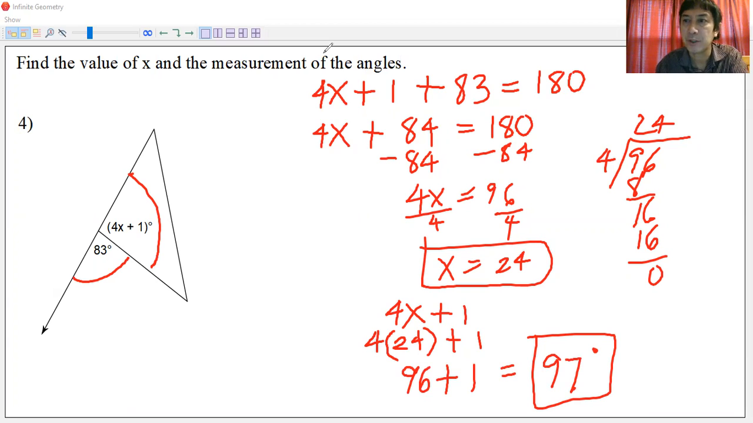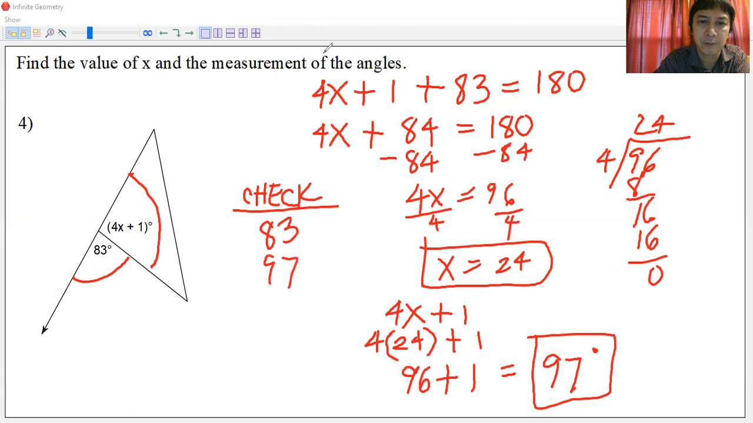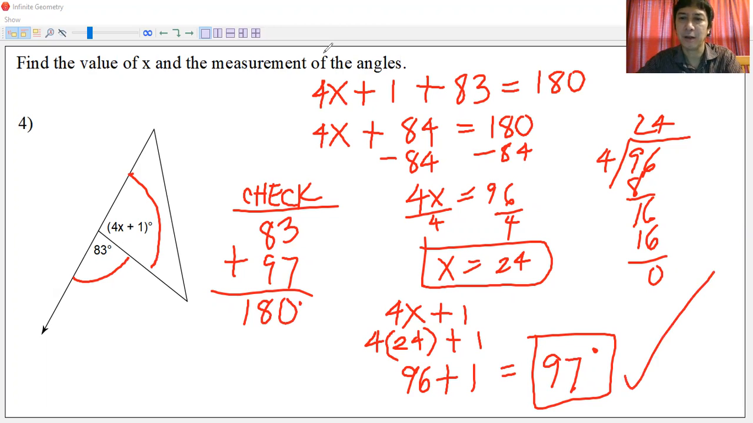Now you can always do a check, of course. One of the angles is 83. We just calculated 97, for a total of 180, yes. So this must be correct, and the x, of course. Let's continue with number 5.